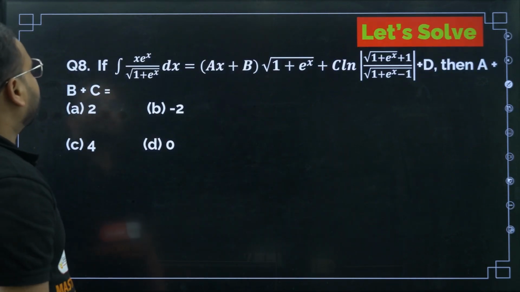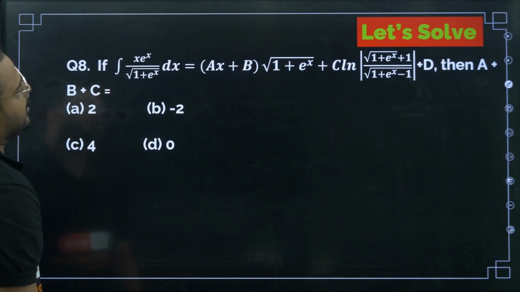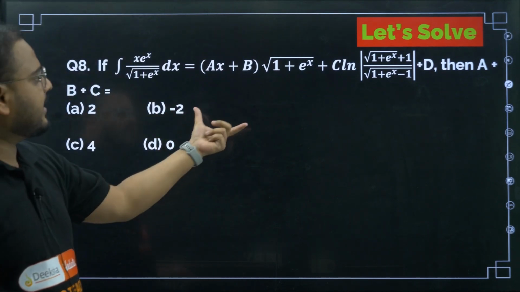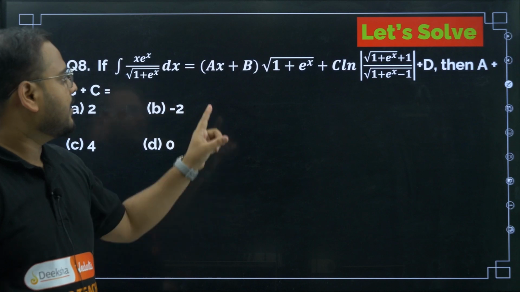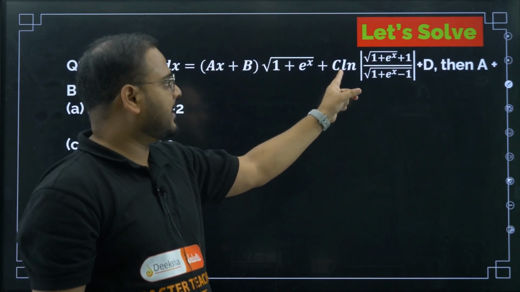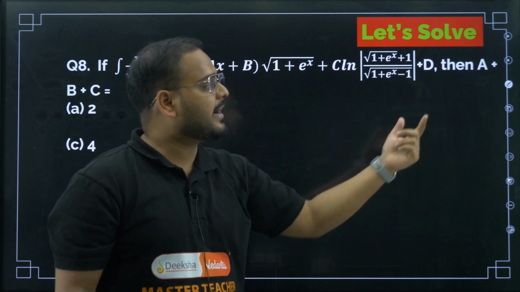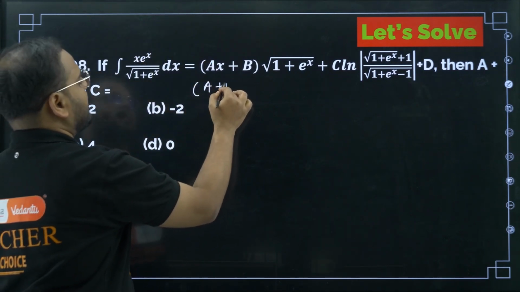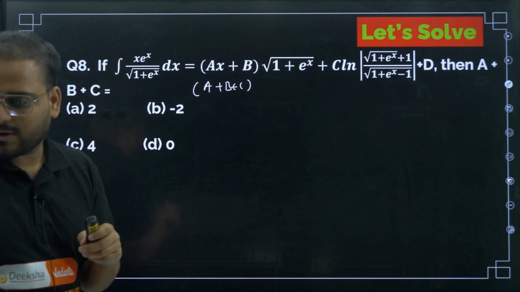Moving on. If the integral of x e power x upon e power x is given by this term, meaning after integrating we are getting this as my final answer: ax plus b times this, plus c times ln of this thing, plus d, then we have to find the value of a plus b plus c. Am I right? That's correct.